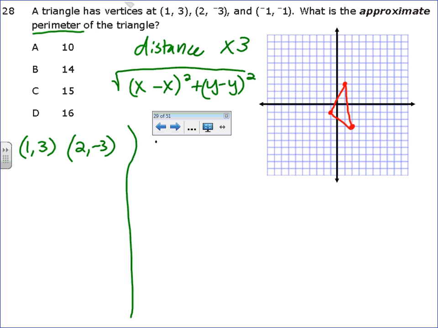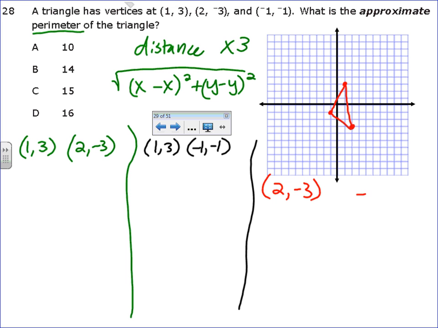And then I said, okay, 1 comma 3. The next 2 I chose were negative 1, negative 1. The most important thing is that each point gets grouped with the other point at some point. So 3 and... so now I'm going to use my distance formula, which is right up here. So I'm just going to go ahead and plug this stuff in. I did put x1, y1, x2, y2 so that I could keep them straight.